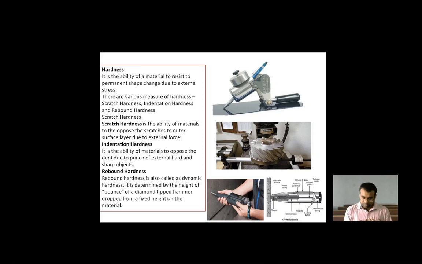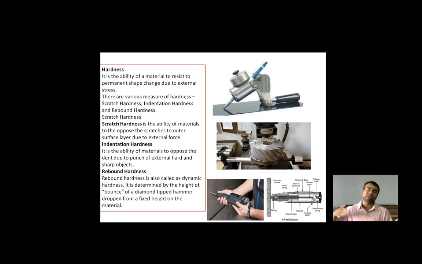So first we will focus on the hardness definition, the property of hardness, how it is defined. It is the ability of a material to resist permanent shape change due to external stress. There are various measures of hardness: scratch hardness, indentation hardness, and rebound hardness. So hardness is the property of a material that resists permanent shape changes. How will the shape change happen?